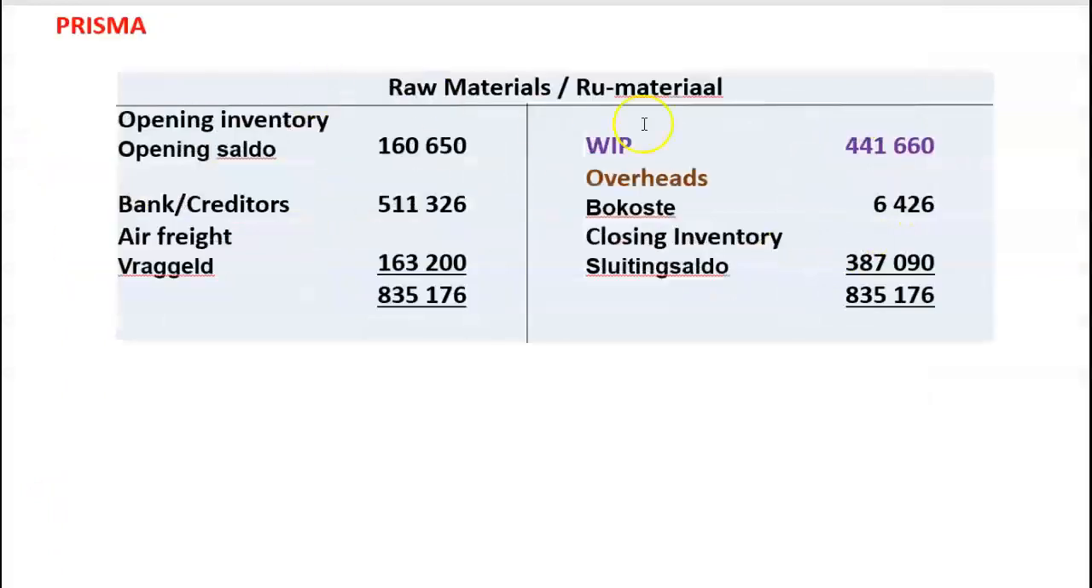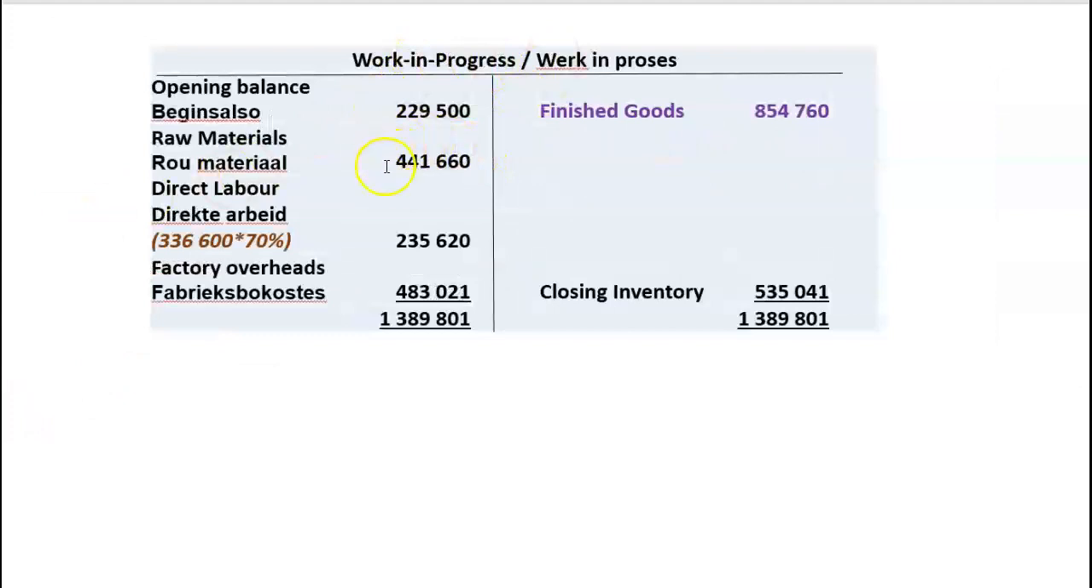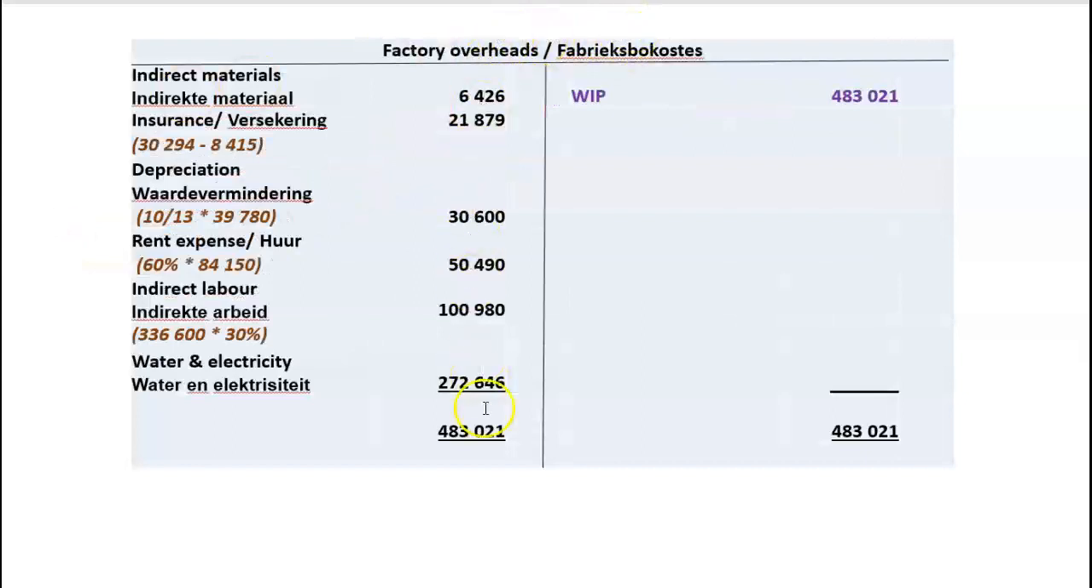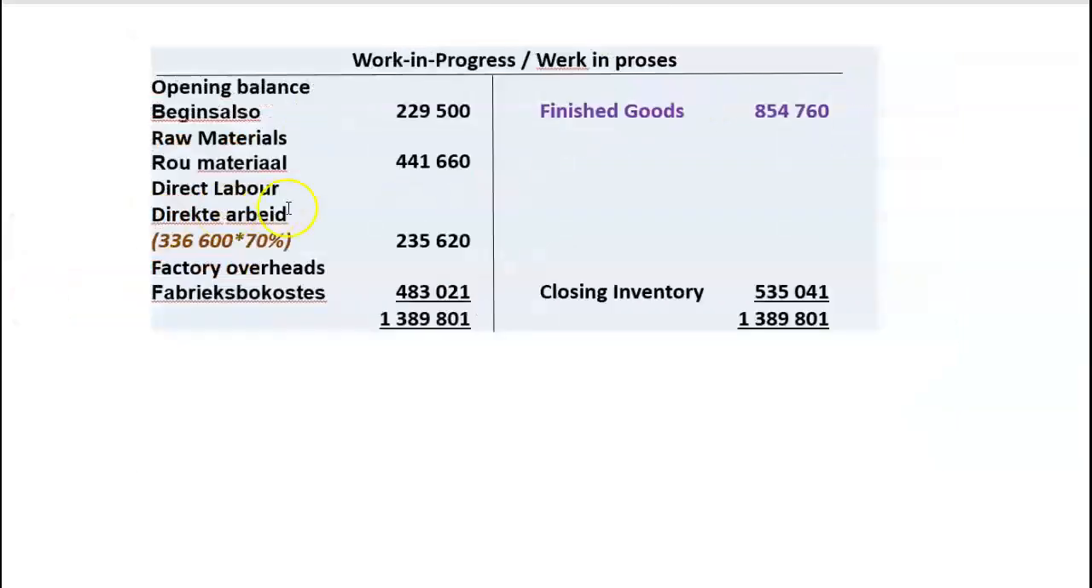Now let's complete the picture. Raw materials, we've got all those amounts, so we need a balancing figure on the credit side of this account. What does that represent? Raw materials issued to the production process, and that we transfer to work in process. So balancing figure 441,660, and in our work in process account on the debit side, raw material 441,660. Our factory overheads, we're just going to balance off this account. The total overheads was 483,021, and that we're going to transfer to work in process as well.